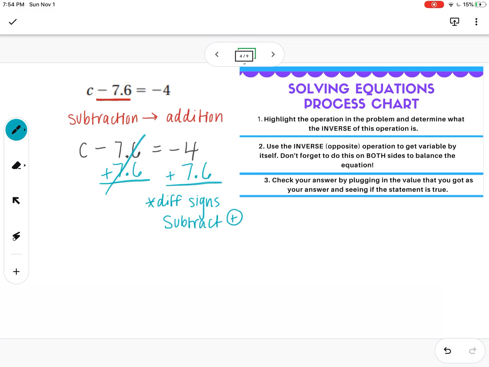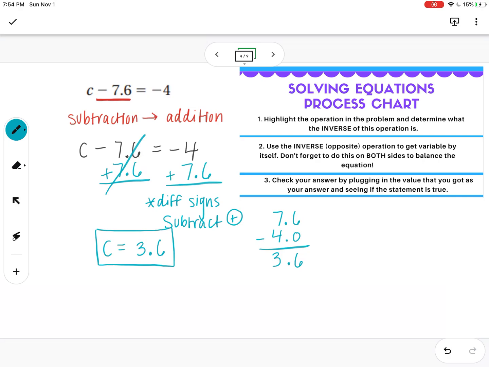Anytime you're adding or subtracting decimals, you want to set them up by place value. Remember, 4 would be the same as 4.0. We're going to subtract, get 6 minus 0 is 6, 7 minus 4 is 3, and our answer is going to be positive 3.6. So C equals 3.6.